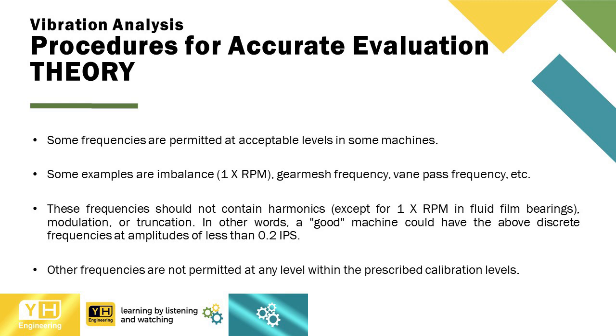Some frequencies are permitted at acceptable levels in some machines. Some examples are imbalance or one-times RPM, gear mesh frequency, vane pass frequency, etc. These frequencies should not contain harmonics, except for one-times RPM and fluid film bearings, modulation, or truncation. In other words, a good machine could have the above discrete frequencies at amplitudes of less than 0.2 inch per second. Other frequencies are not permitted at any level within the prescribed calibration levels.